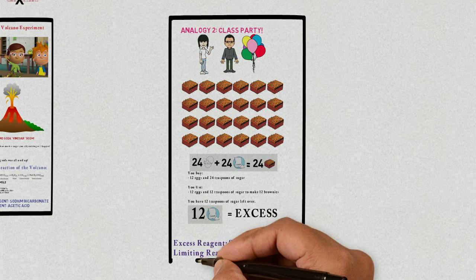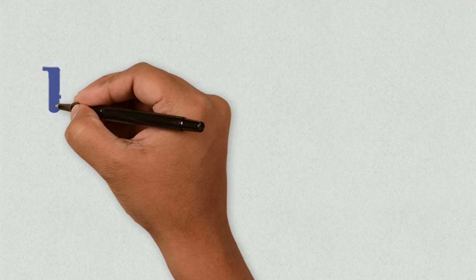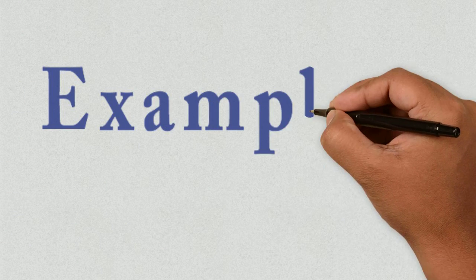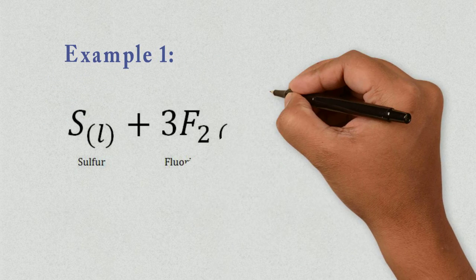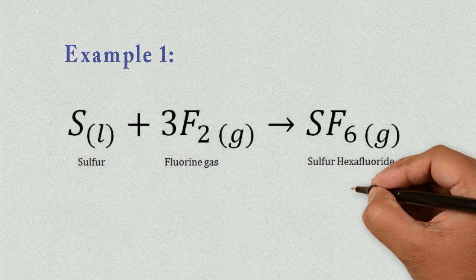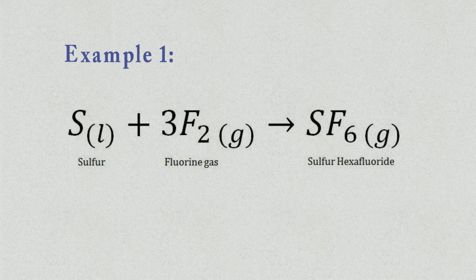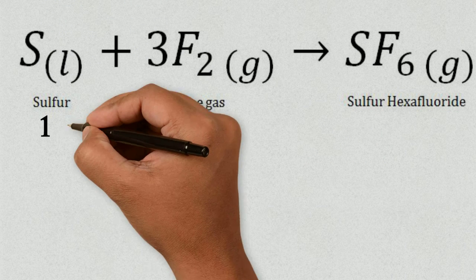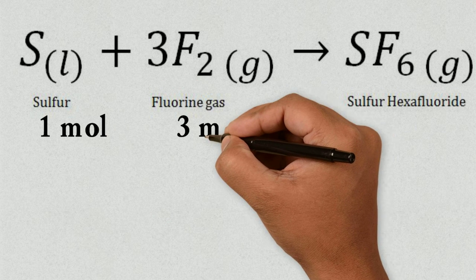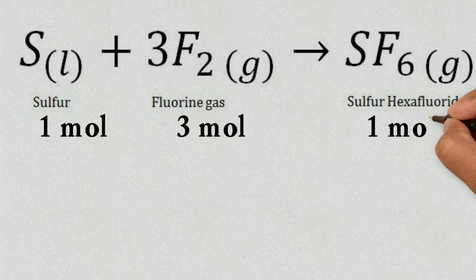Now, let's move on from analogies to real chemistry equations. Let's look at the equation to form sulfur hexafluoride. Sulfur must react with fluorine gas in order to produce sulfur hexafluoride. To balance the equation, we must put a coefficient of 3 in front of the fluorine gas. This equation, in the end, tells us that 1 mole of sulfur will react with 3 moles of fluorine gas to produce 1 mole of sulfur hexafluoride.